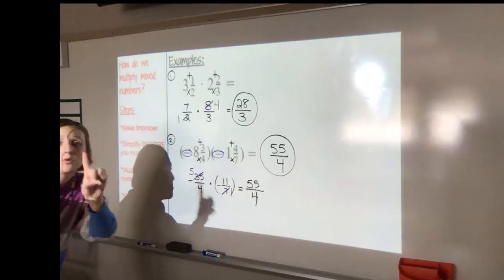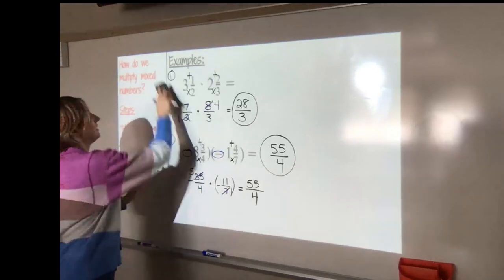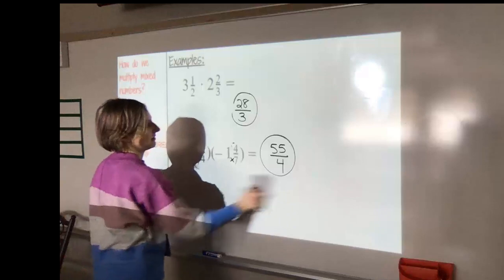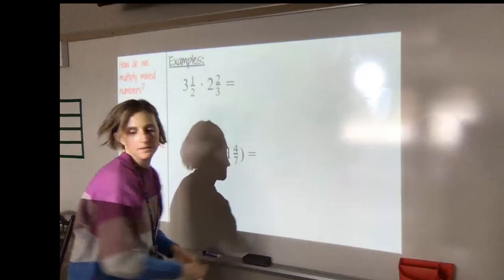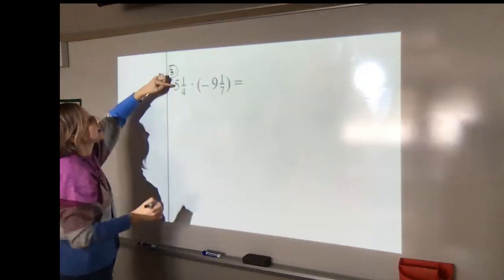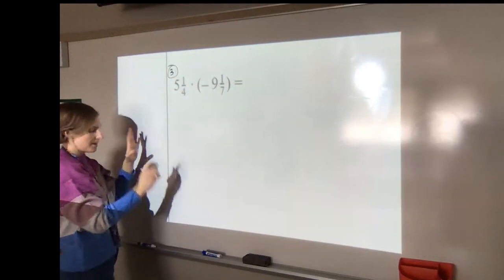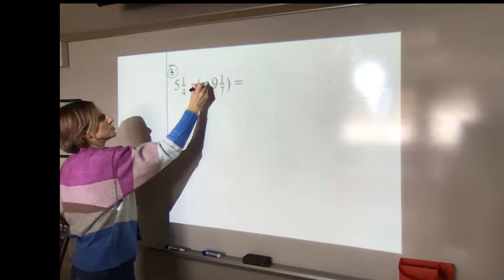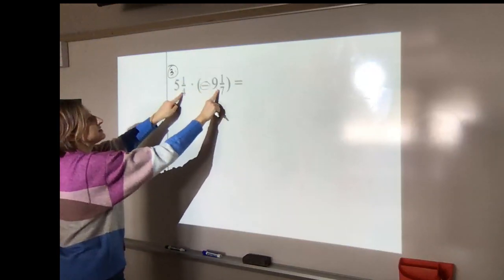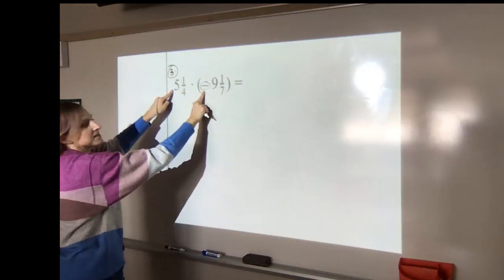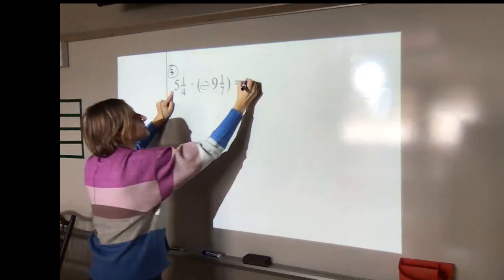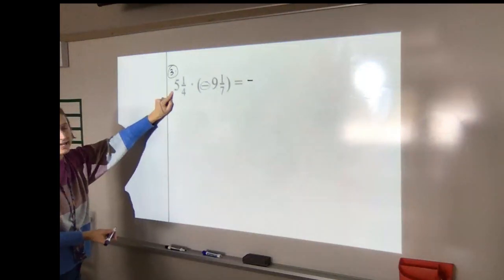Let's do one more mixed number problem together. So that would be example 3. I'll read that one more time. 5 1/4 times negative 9 1/7. I'm going to focus. I see a negative, so I'm going to circle that. I'm going to ask myself, do the signs of these numbers agree? This is a positive, this is a negative. They do not, so I know my final product is going to be negative.